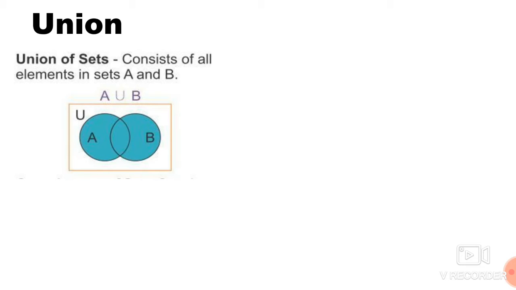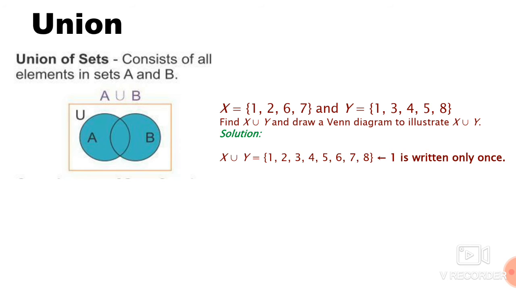Let us take an example. We have a set X which consists of elements 1, 2, 6 and 7, and set Y which consists of elements 1, 3, 4, 5 and 8. Now the question is, find X union Y and draw a Venn diagram to illustrate X union Y. We use this U-like symbol to represent union. We have to find X union Y.